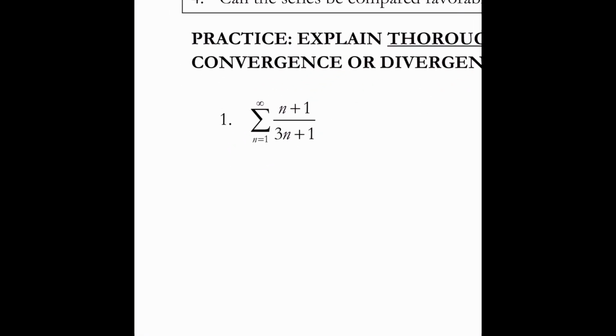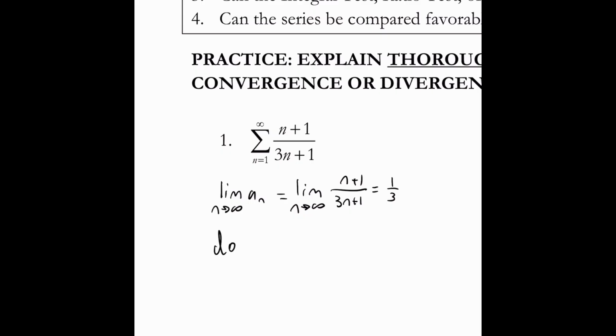And so let's ask ourselves, what's the limit of a_n? Well, that's going to be (n plus 1) over (3n plus 1). I don't know how quickly we notice this, but if you want to use L'Hopital's, you can. This is just going to turn out to be 1/3. And so because this limit doesn't even go to 0, this does not converge, so I'm just going to write that as diverges.